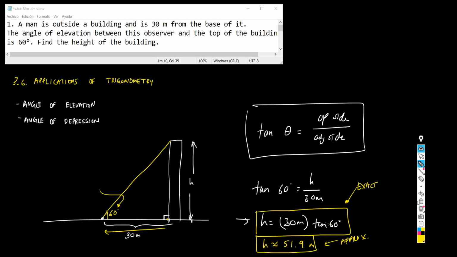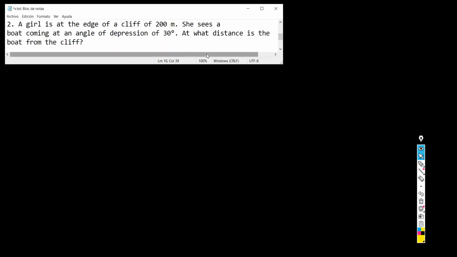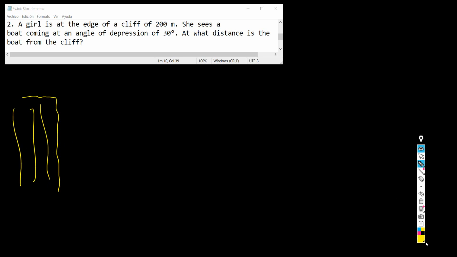Okay, next problem. This one says a girl is at the edge of a cliff of 200 meters. So let's draw that right away. And by the way, don't ask me why a girl is on the edge of a cliff. That's just a problem, okay? So this is the cliff. And then as you know, you have the water in here.